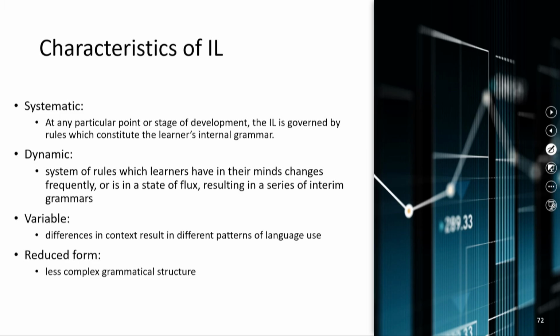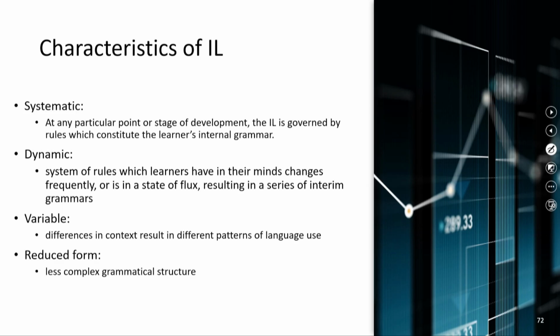Similarly, dynamic: it is a system of rules which learners have in their mind that changes frequently, because that is why you have stages of interlanguage. Interlanguage is not one fixed state, it is many states between, before the final L2 ultimate attainment stage is achieved. Those are the in-between stages. So, this is a dynamic process, constantly in flux, that is another important thing.